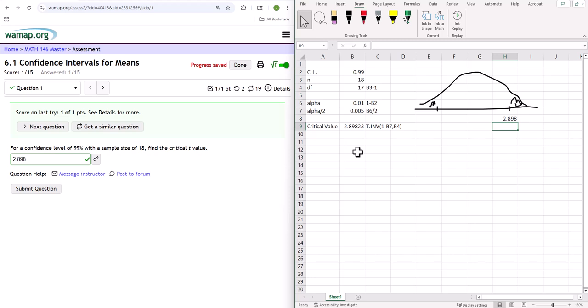So again, this is just the beginning of 6.1, doing confidence intervals with means. I'll be back with some more examples in the next video.